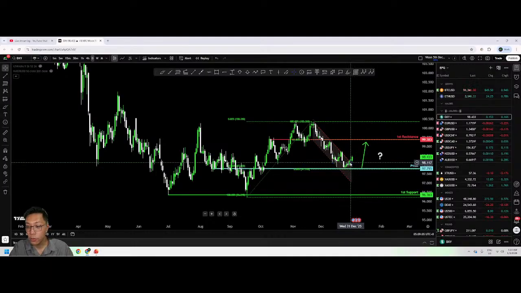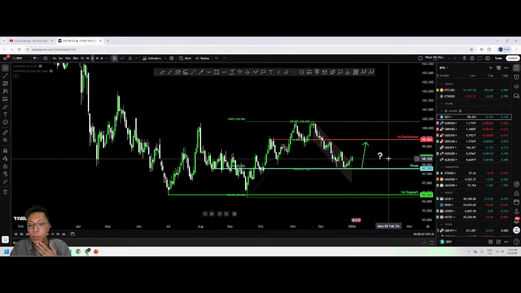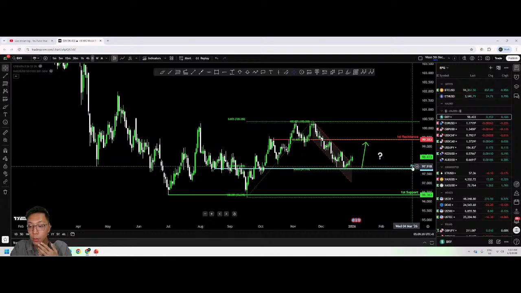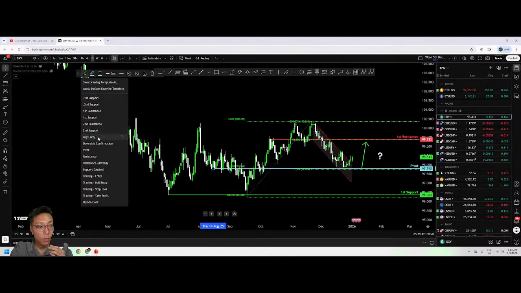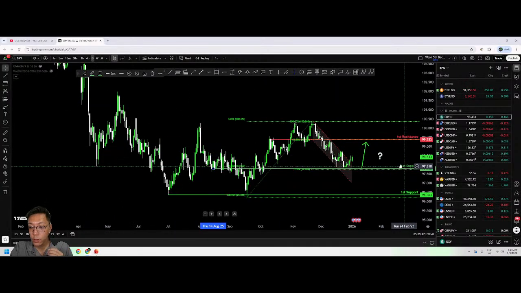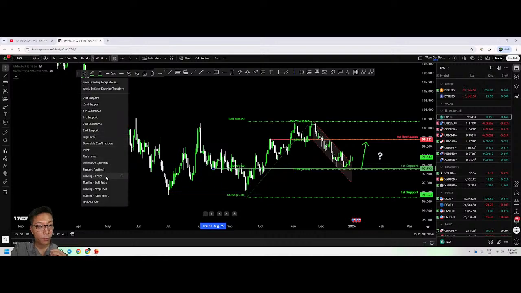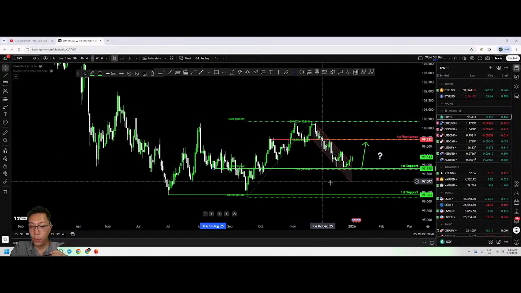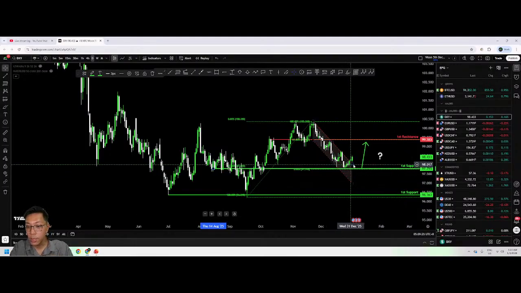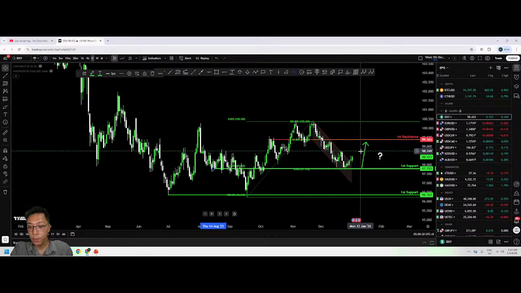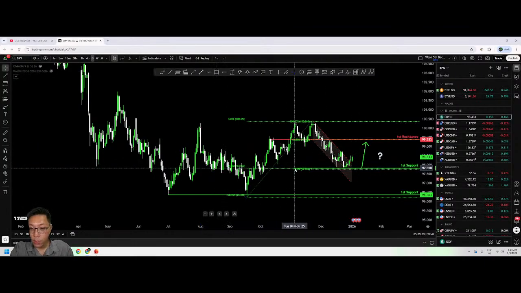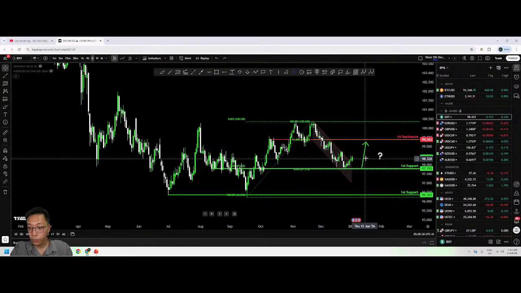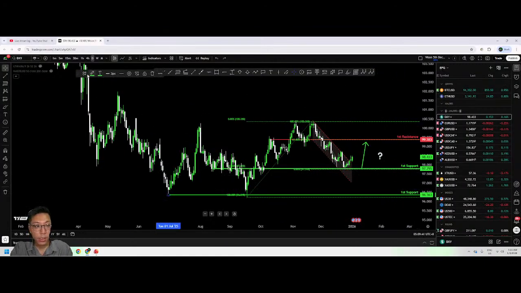Give me a moment, let me change this. Okay, this should be my first support. Since price is bouncing over here, we can expect price to continue upwards. Let me see if I can adjust this a little bit more. Okay, then this is my second support.